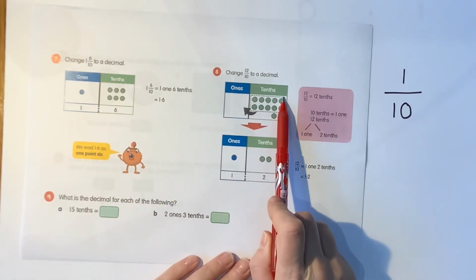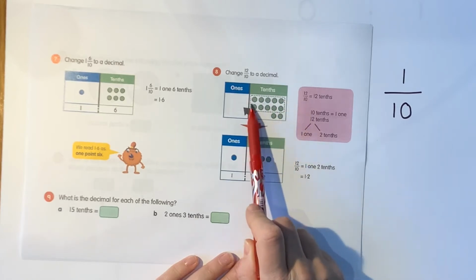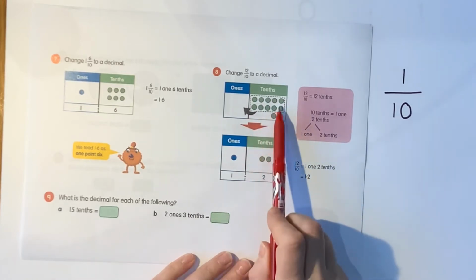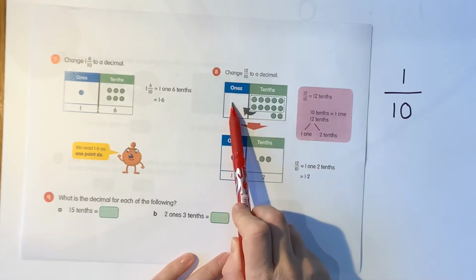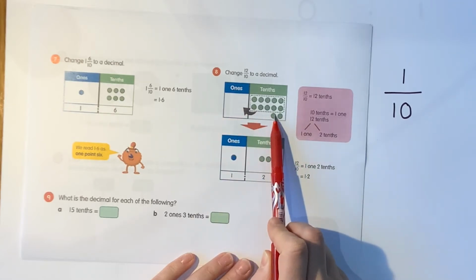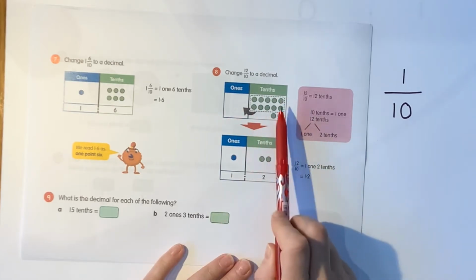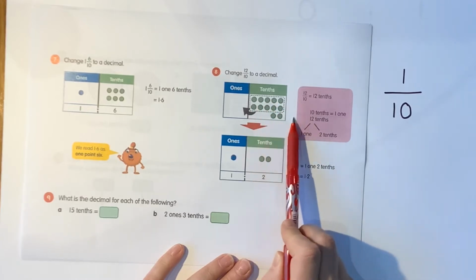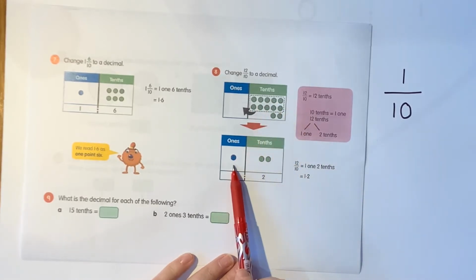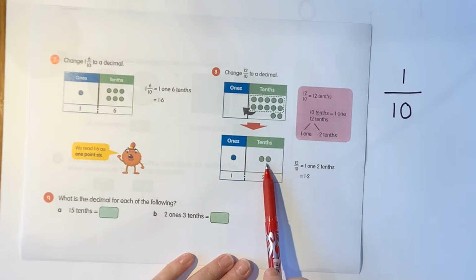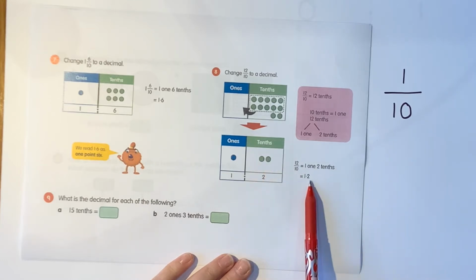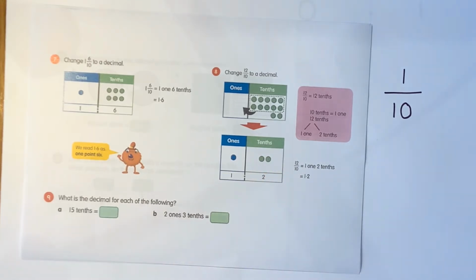12/10, well, we know that 10 of those tenths, and you can see from this pictorial representation here, 10 of those are going to change into a whole one, leaving 2 behind. So we can split that into 10/10 and 2/10. 10/10 is the same as 1, and we've still got our 2/10, or 1.2. Have a look at number 9, see if you can do that before I do.